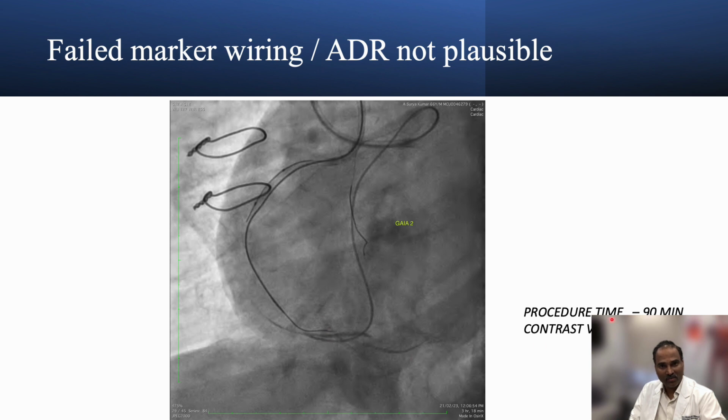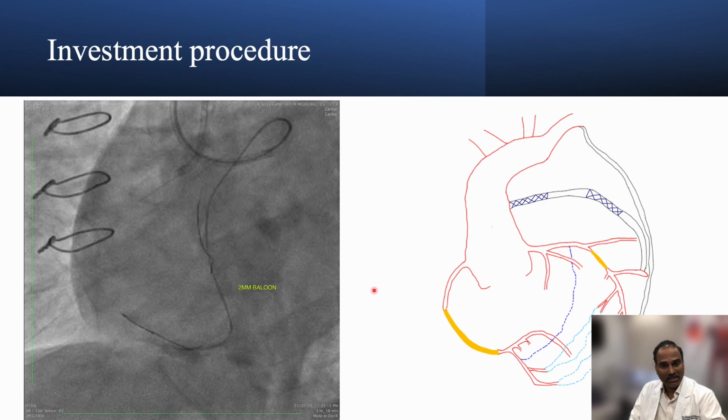By then, our procedure time was 90 minutes, and we crossed 120 ml of contrast. That's the reason we decided to go ahead with a kind of investment and come back. And what is the ideal investment for this patient? So you had two challenges, which you have to sort out right now.